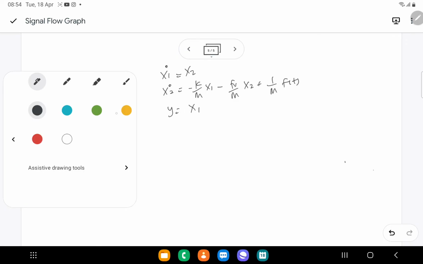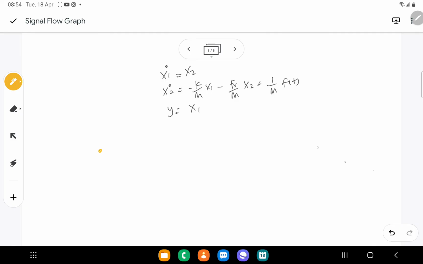What I can conclude, I can redraw again to form a better picture. I will put the equations again: x1 dot equals x2, x2 dot equals negative k over m x1 minus fv over m x2 plus 1 over m ft, and y equals x1. Firstly you need to construct the input and output locations, u and y. Since this is a second order system, you should have 2 of 1 over s. The direction of your signal flow graph must be from the input to the output. This is your x1, this is your x1 dot, this is x2 dot.